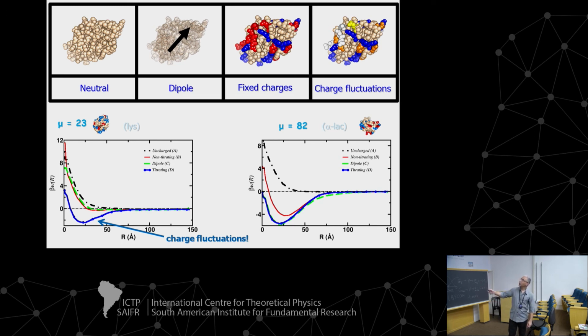So the uncharged system, that's the neutral one. The non-titrating one, that's the one with the fixed charge. The one with just dipole is the one that you see here, and the one with the titration is the one that has charge fluctuation. I can only observe attraction if I have charge fluctuation, proton fluctuation. It's impossible to see attraction using the other models for this special molecule that has a weak dipole moment.